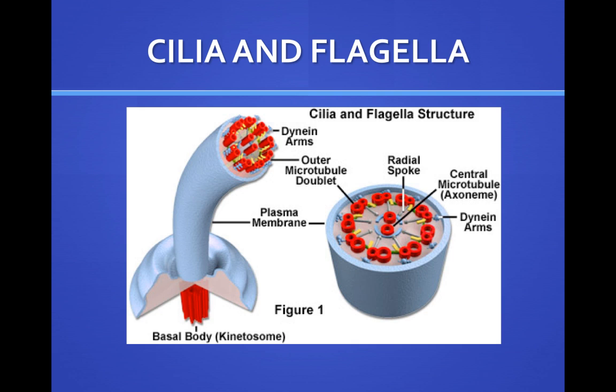Flagella are longer and less numerous. There's usually only one or a few. They are for movement by whipping or propelling, and sperm is an example of a cell with a flagellum. Both are composed of a core of microtubules wrapped in a plasma membrane. There are 9 microtubule doublets and 1 pair of microtubules in the middle.